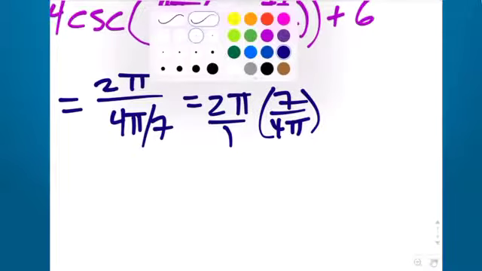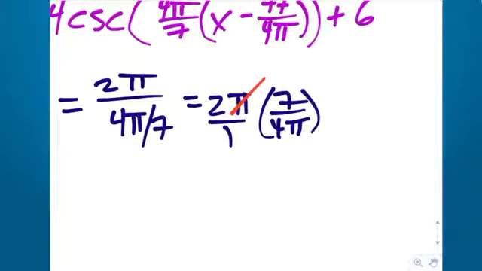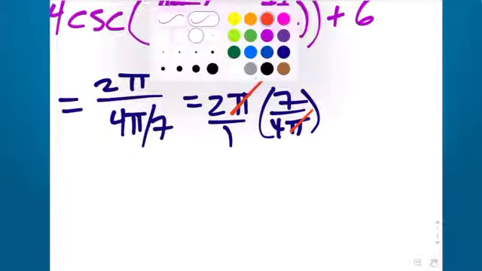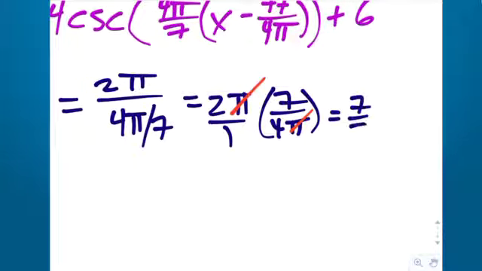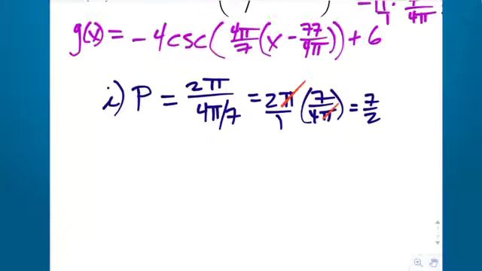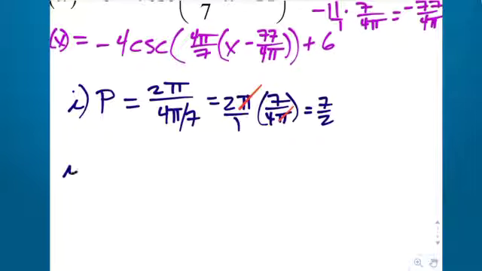And now divide out. Your pi's divide out. And then your 2/4 becomes a half, and you're left with 7 halves. Or 3.5. I'll keep it as 7 halves. Stay, change, flip. Divide out, simplify, boom, 7 halves. So I do want you to simplify on the quiz tomorrow. So that's the length of one cycle. All right, part II, the range.